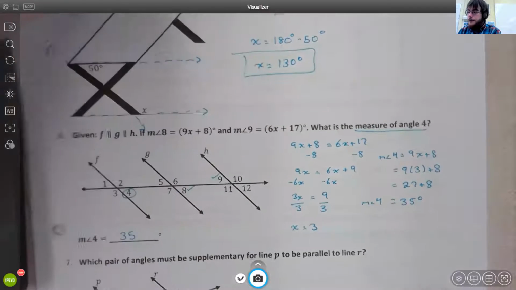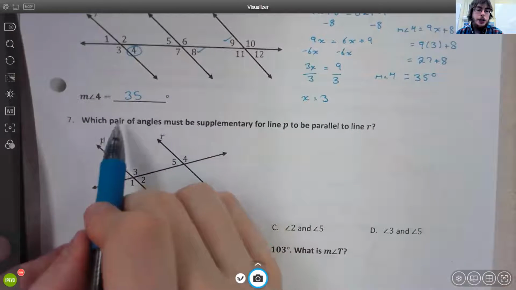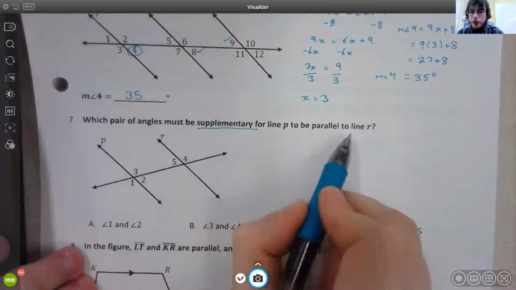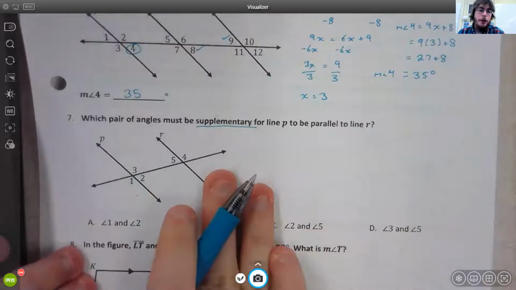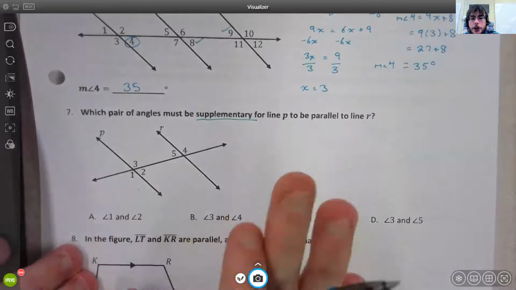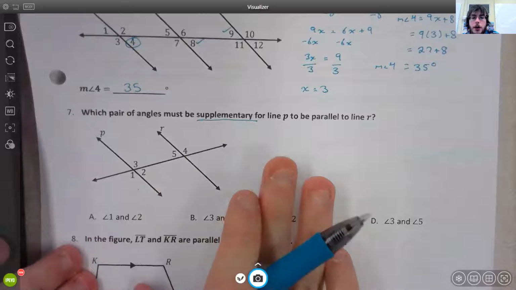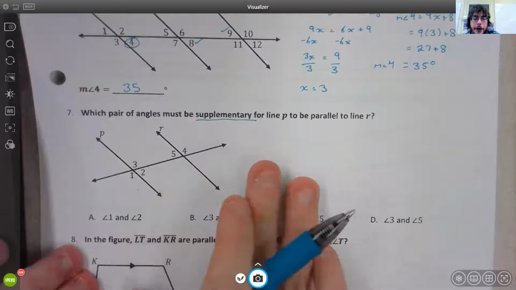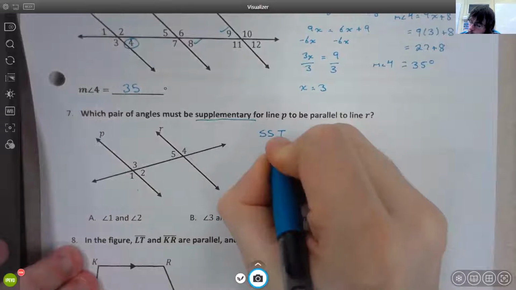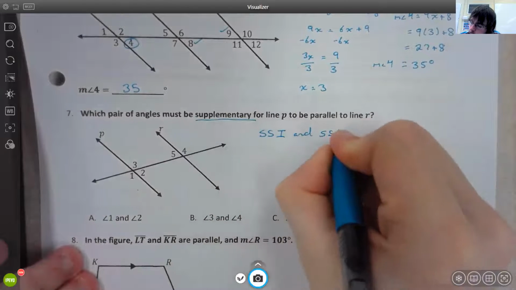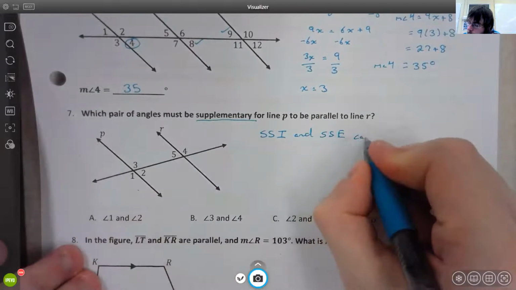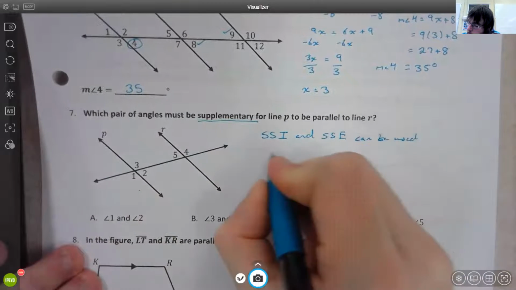All right, number 7. Number 7 says which pair of angles must be supplementary for line P to be parallel to line R. If you remember, there are 3 different types of angle pairs that are supplementary, but only 2 can be used to prove it. The ones that can be used to prove that lines are parallel are same side interior angles and same side exterior angles. Linear pairs cannot be used. So linear pairs cannot.